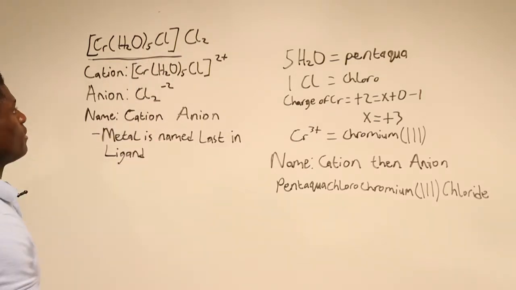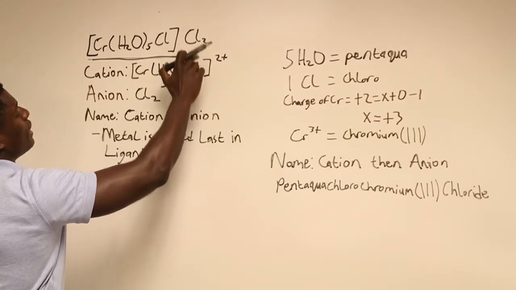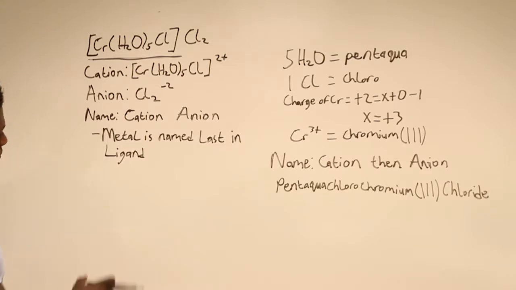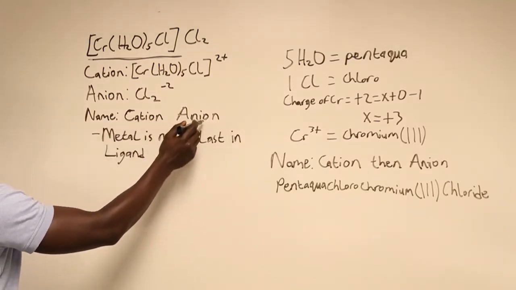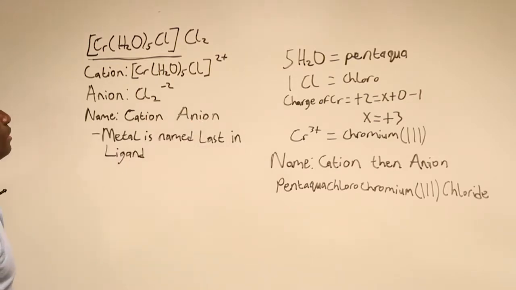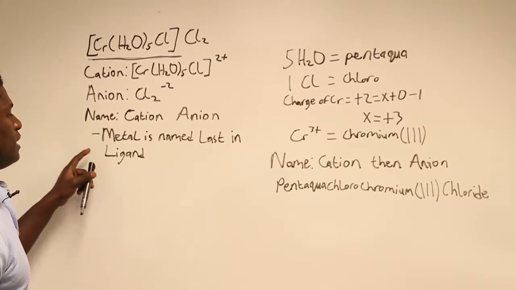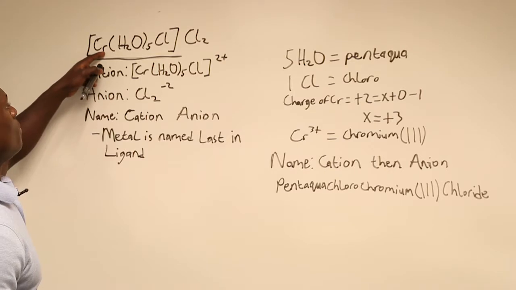Notice here that we have a chlorine in our cation and a chlorine in our anion. But these two are not going to be named the same, which I'll explain later. It's very important that you never name the anion and then the cation. Another rule that you have to remember is that the metal in the ligand complex is always named last. So you never start off with your metal being named first.